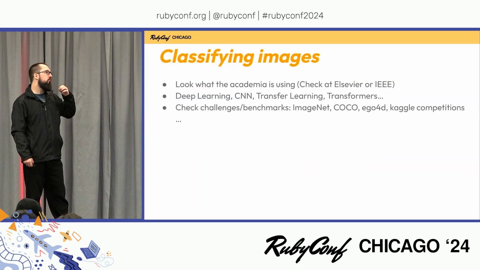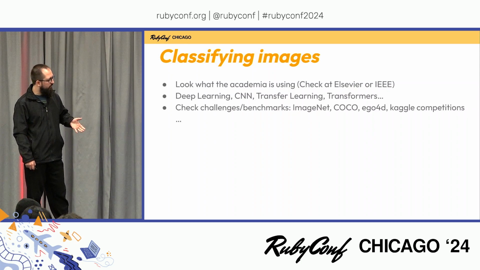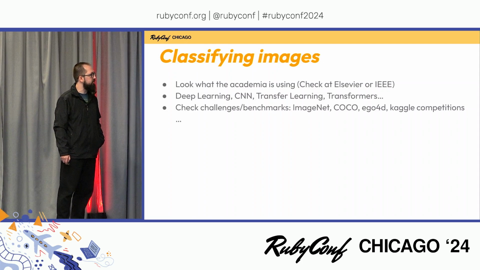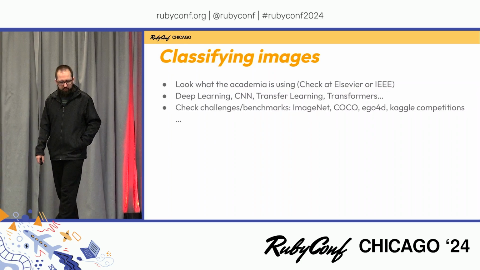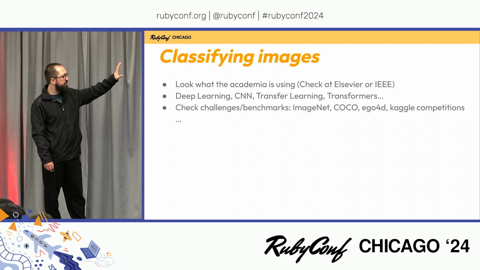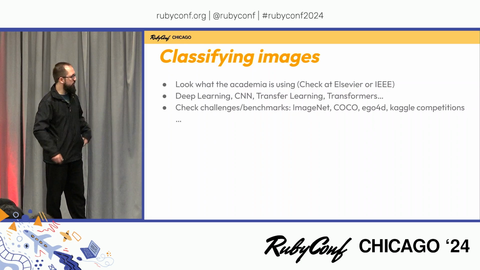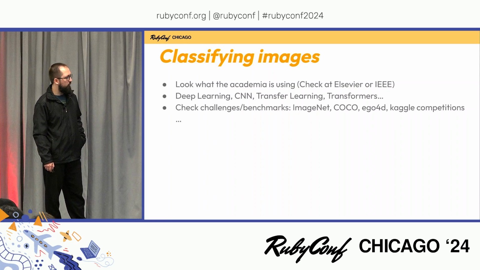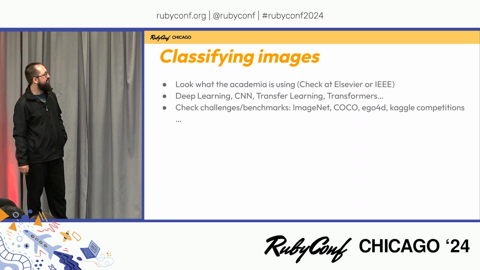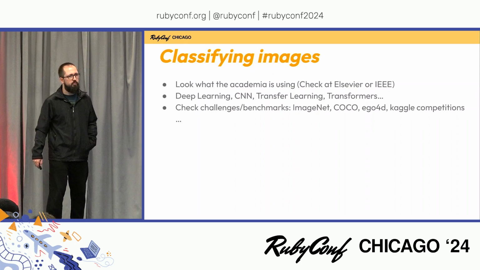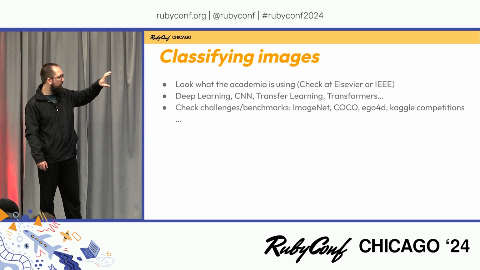Well, you can use so many approaches to classify images, and you need to see what academia is using. Go check Elsevier and I3. But today, the hype is using deep learning, CNN, transfer learning, transformers, and this kind of stuff. It's basically the same approach that LLMs use to achieve the results. It's not exactly the same way, but it's some kind. Also, for images, you can check the challenges or benchmarks called ImageNet, COCO, Ego4D, and Kaggle competitions. They are the benchmarks for results of classifying images.